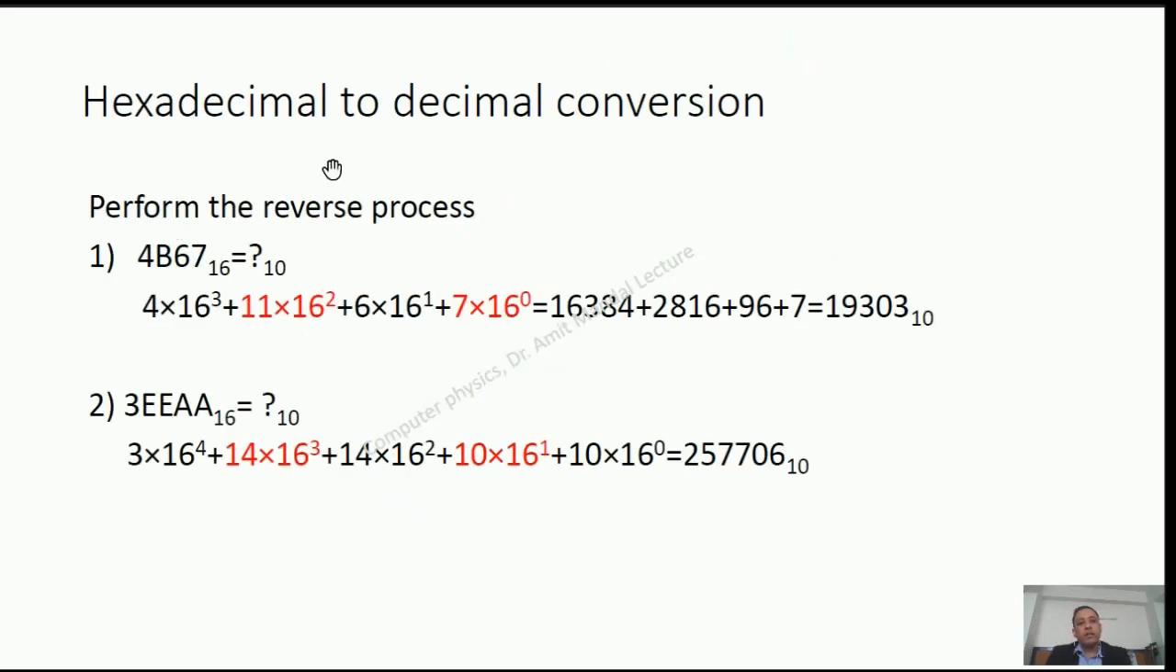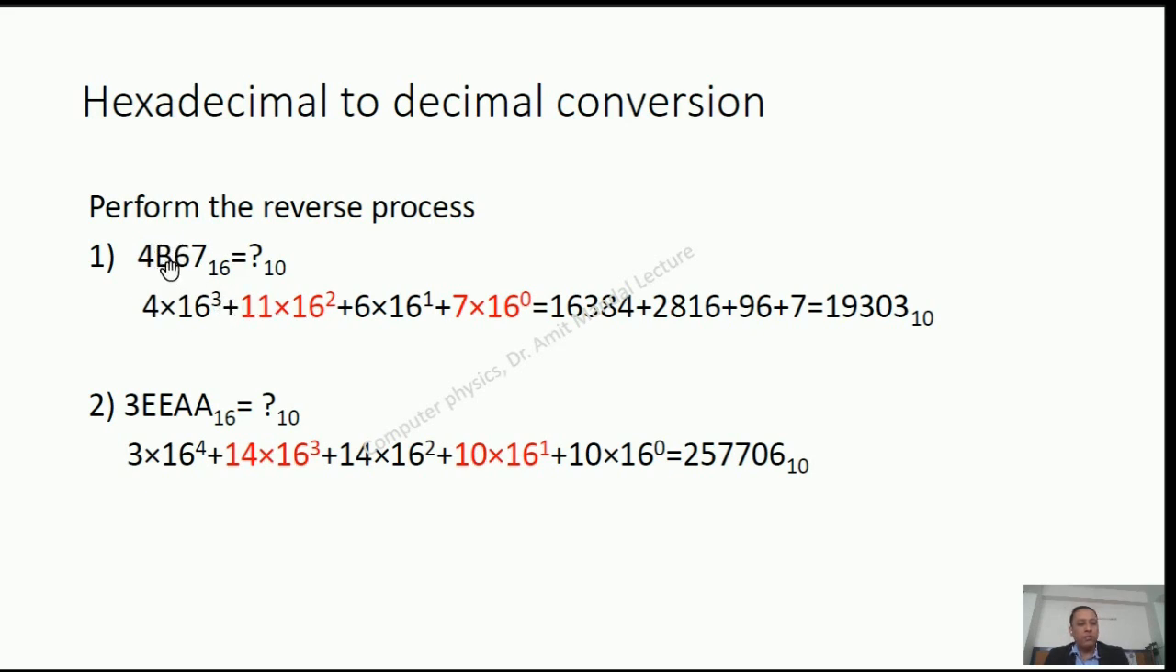Now hexadecimal to decimal conversion, meaning there is a hexadecimal number and you want to convert it into a decimal number. How you can do it? See, suppose the number is 4B67, B stands for 11. Now if you are counting from the right, how many digits are there? It is 1, 2, 3, 4. Now what you have to do is 4 into 16 raised to the power of the place number 4 minus 1. So this 4 is at the fourth place, so 4 minus 1 is equal to 3. So 4 into 16 to the power 3.